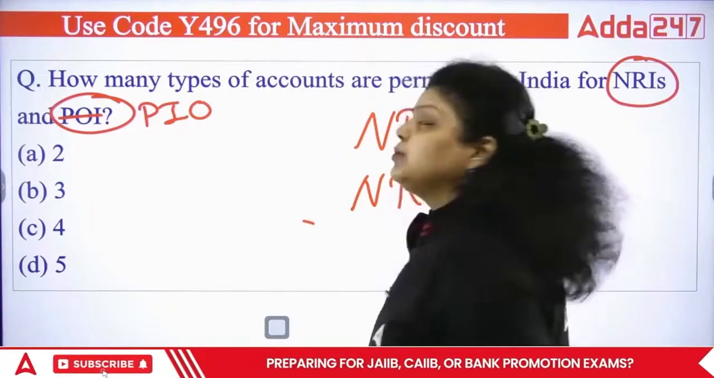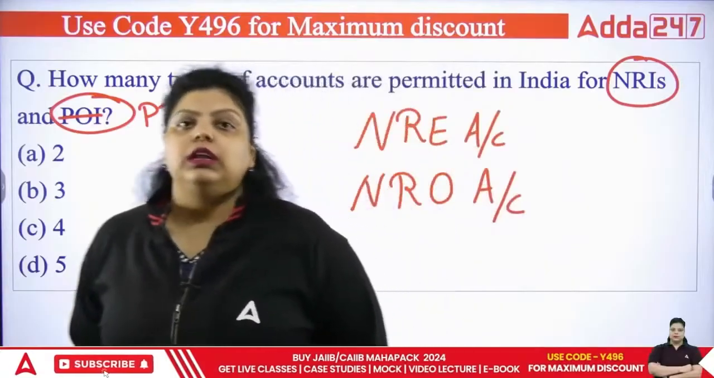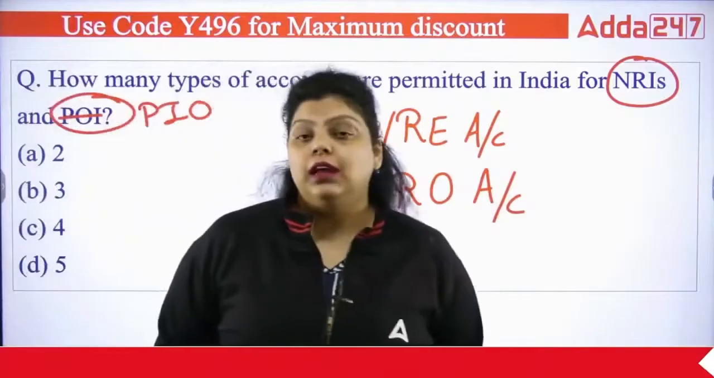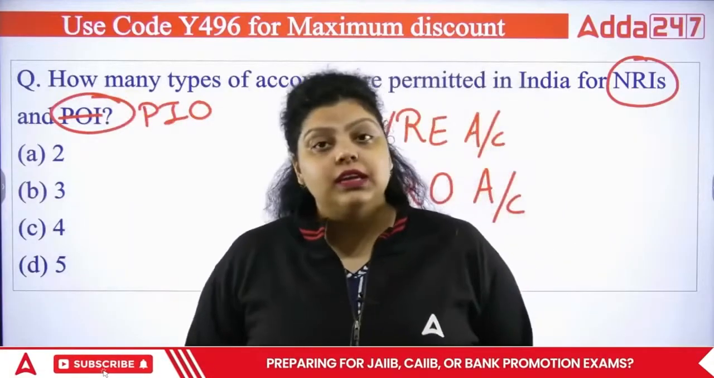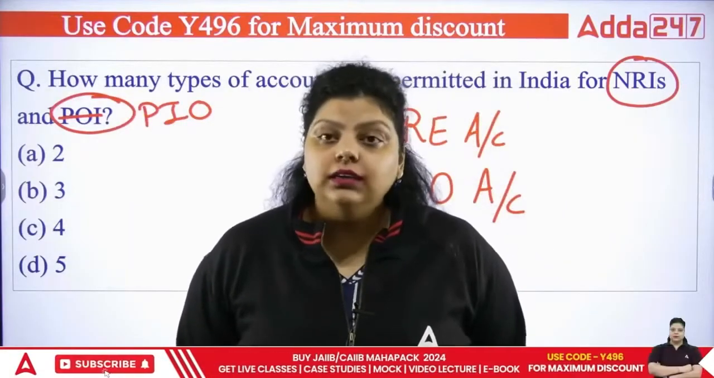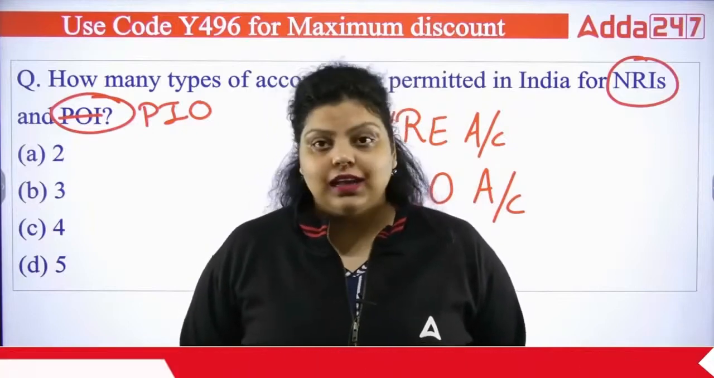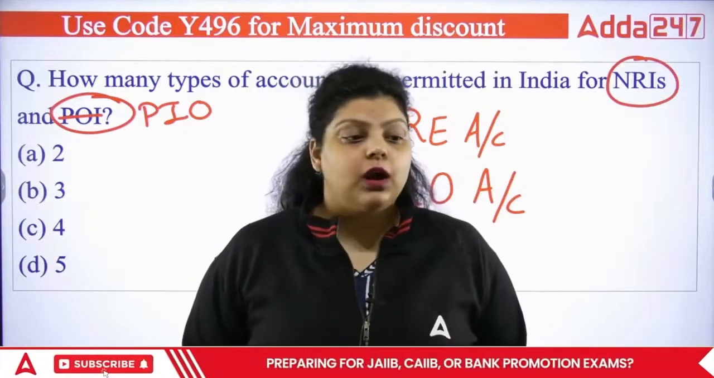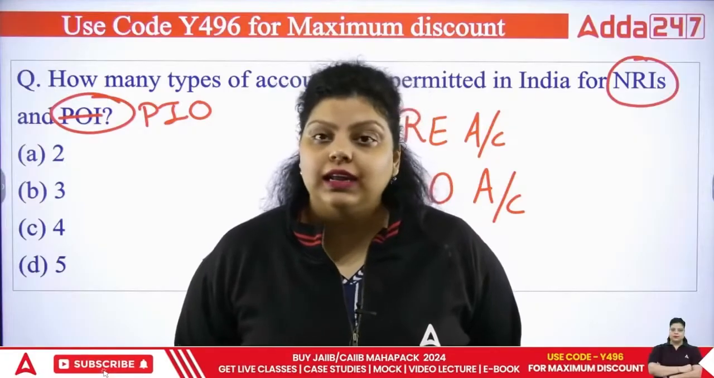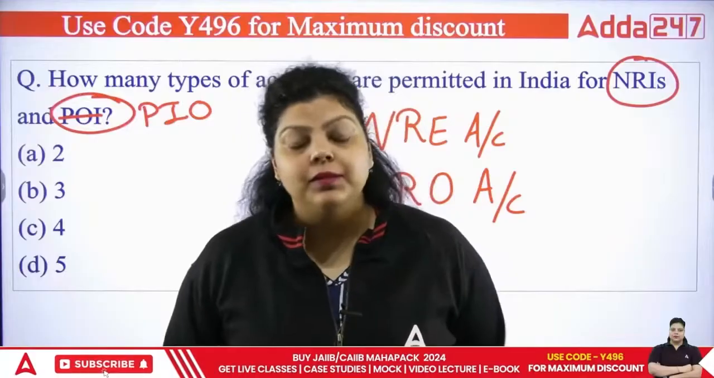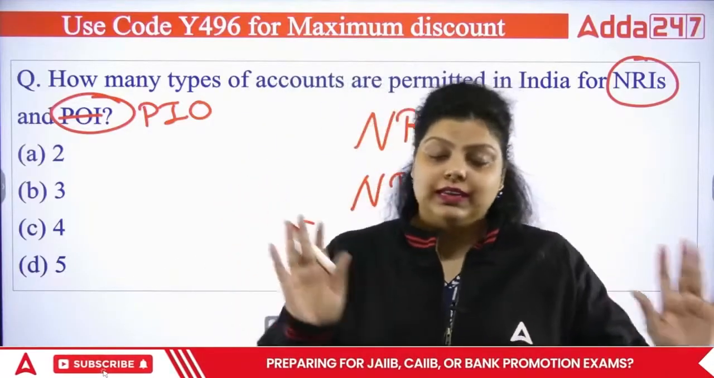Now, what is the difference between NRE and NRO? Non-resident external accounts allow NRIs and PIOs to open an account in India in Indian currency, but here the money earned from abroad will be deposited. That is the NRE account. If I am talking about the NRO account, the non-resident ordinary account, it allows NRIs and PIOs to deposit the money they are earning from India in the form of Indian currency.